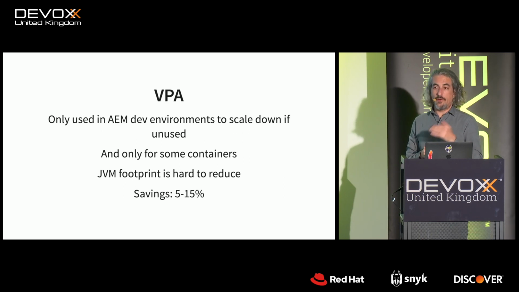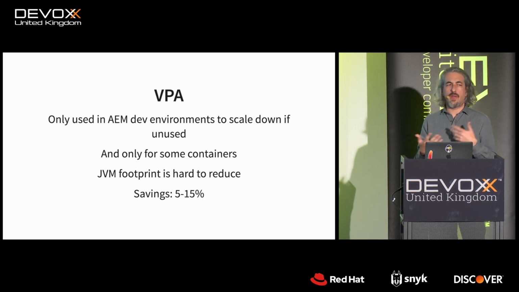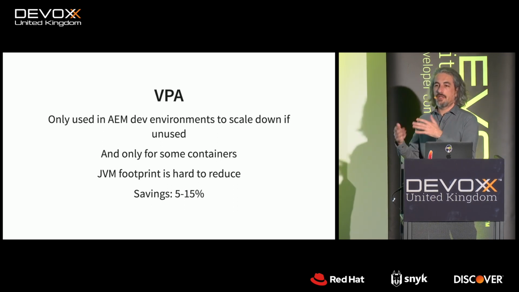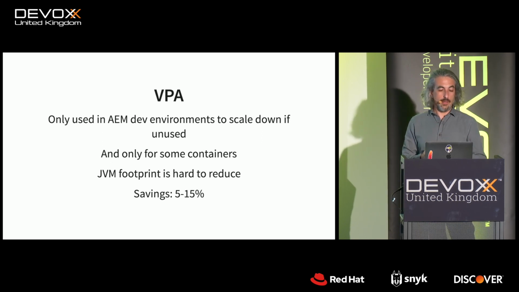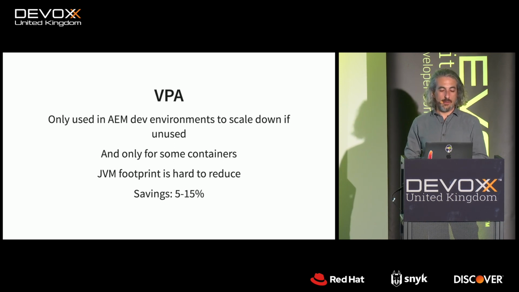We use it only for some environments to scale down for things that are not production. So if there are pods that are not using much memory or much CPU, we scale them down to save money. And we only use it for some specific containers, and the JVM, at the end of the day, the JVM footprint is really hard to reduce. And this saves us like 5 to 15% of resources.